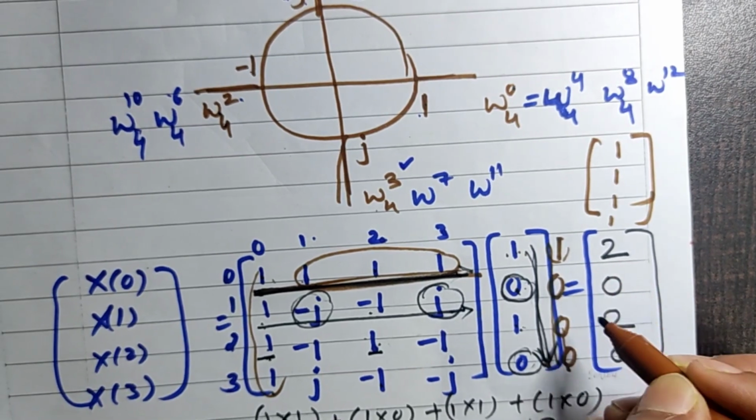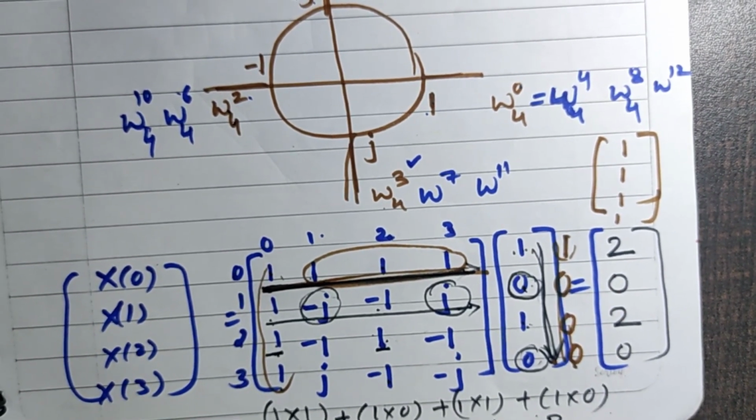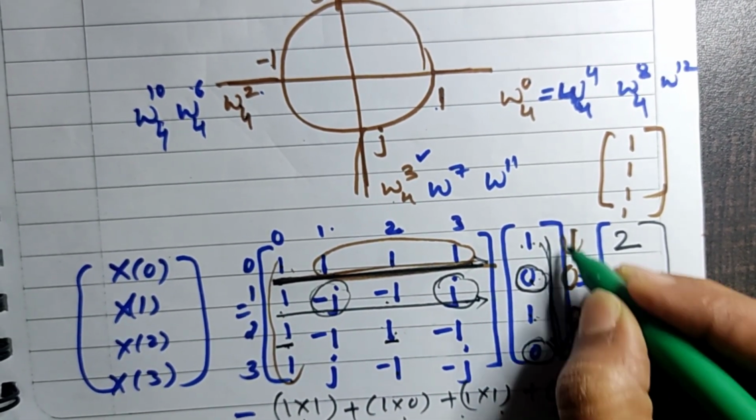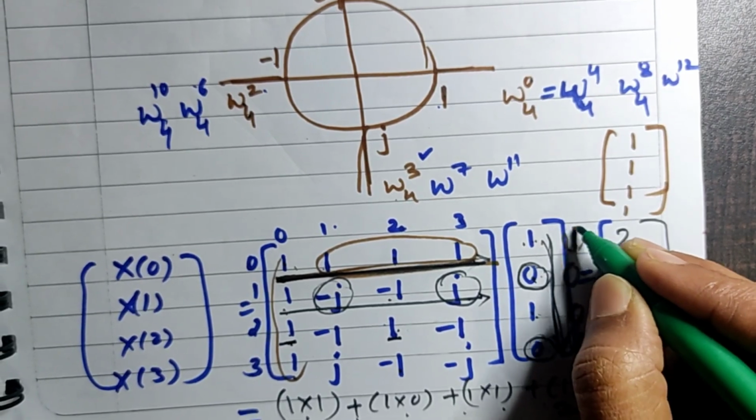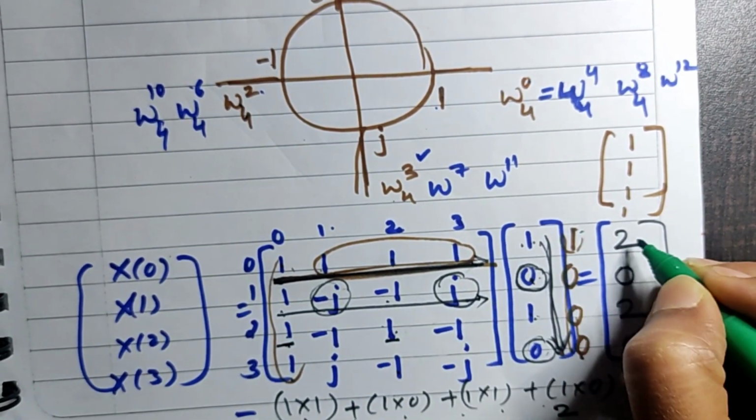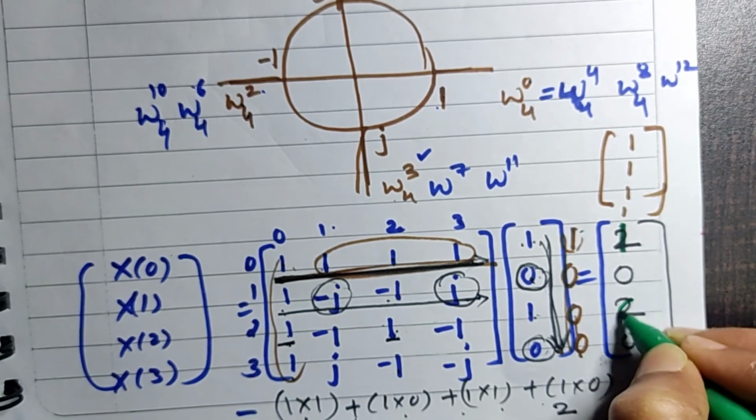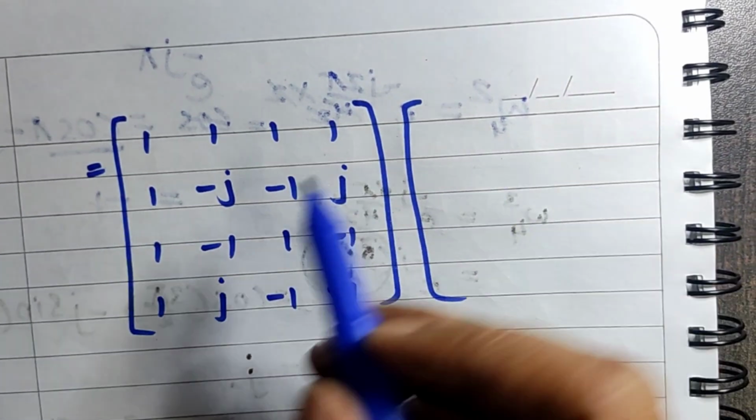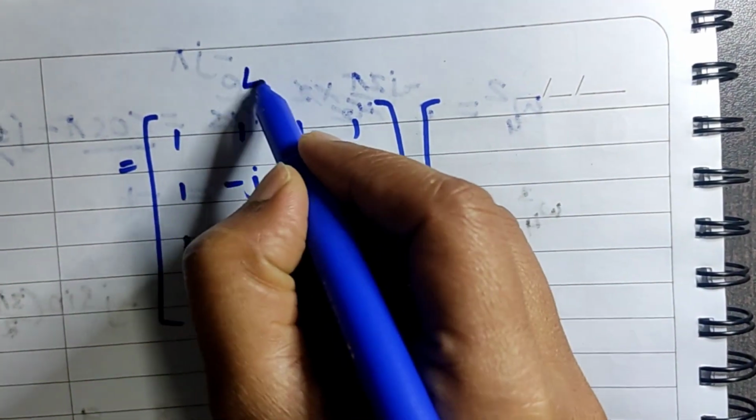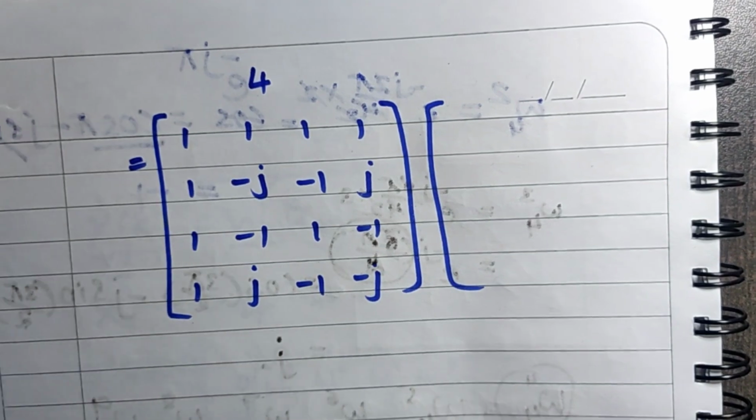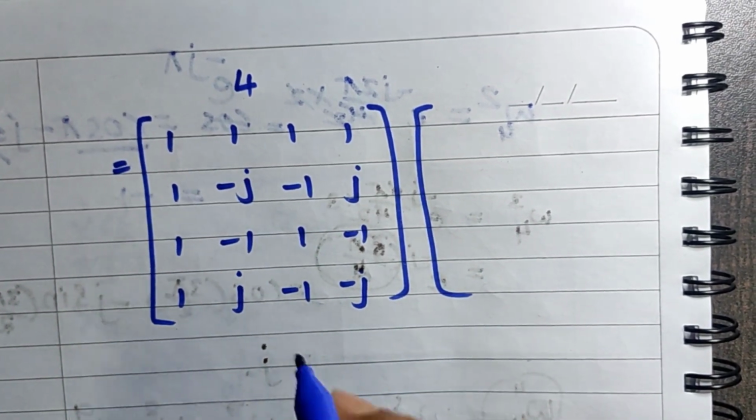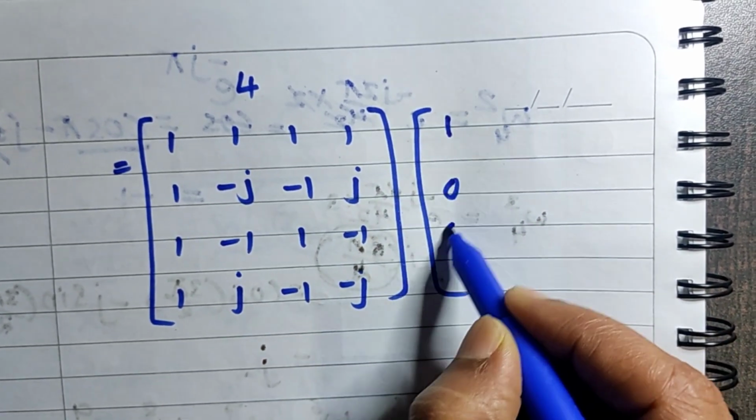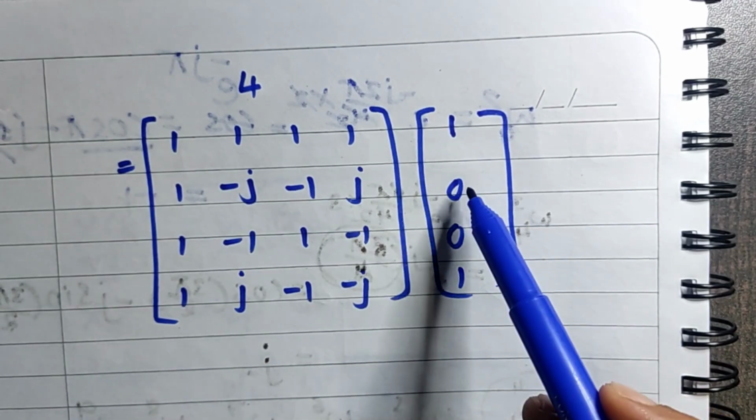Or else you can consider another sequence for the same numerical. Right now I'll take this one as the sequence. So this is the matrix, and 1 0 0 1 is the sequence. Now let's see the same matrix. This matrix for a 4-point DFT remains the same. If you remember this matrix, you can write it directly. Now instead of that sequence, we will have a different sequence, which is 1 0 0 1.